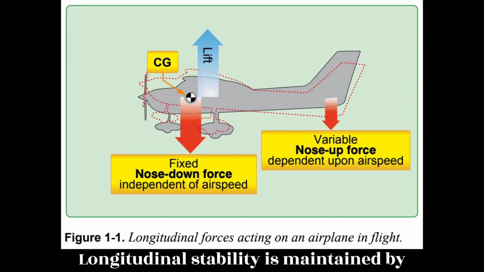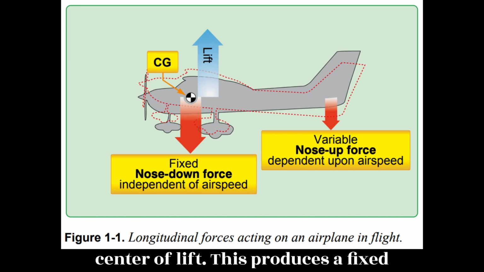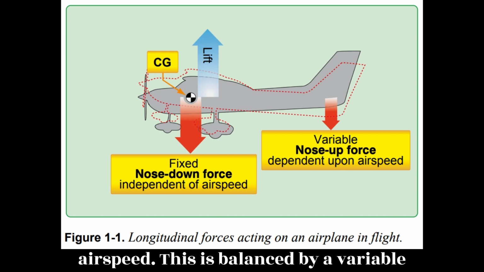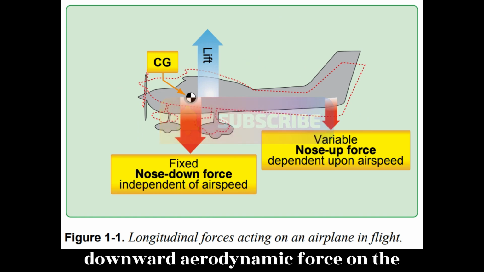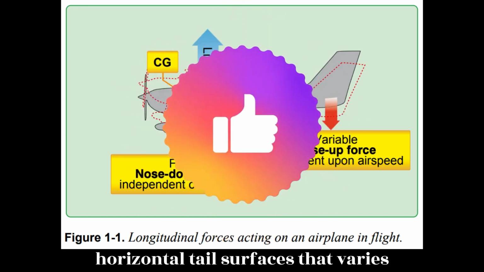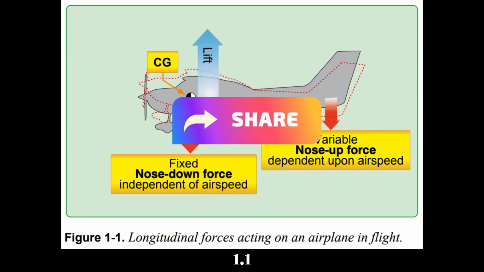Longitudinal stability is maintained by ensuring the CG is slightly ahead of the center of lift. This produces a fixed nose-down force independent of the airspeed. This is balanced by a variable nose-up force, which is produced by a downward aerodynamic force on the horizontal tail surfaces that varies directly with the airspeed. Figure 1.1.